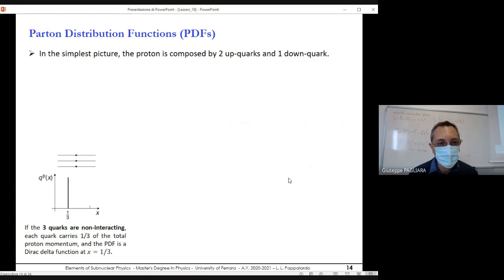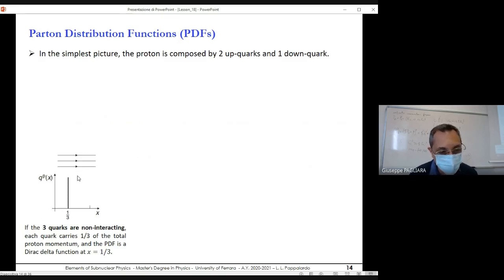Now, in the simplest picture, the proton is made up of 2 up quarks and 1 down quark, so essentially 3 quarks, okay? So suppose now, to make things even easier, that these 3 quarks are not interacting with each other, okay? So they are just three free particles inside the proton.